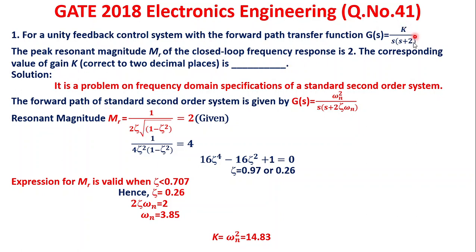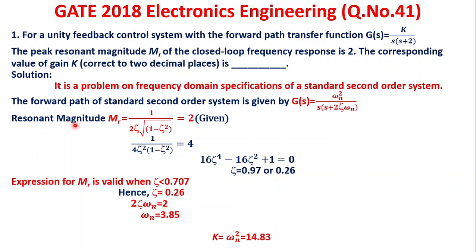Since the problem is the transfer function K by S into (S plus 2) and the resonant peak, it is very clear that it is a problem on frequency domain specifications of a standard second order system. So this we have seen in the correlation between time and frequency domain specifications in control systems, lecture 12. Anyway, that I have indicated at the end of the module. So the forward path of the standard second order system is given by, this is the standard form, omega n square by S into (S plus 2 zeta omega n) for a unity feedback system. This we know very well.